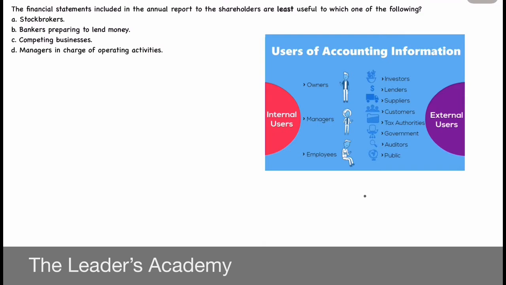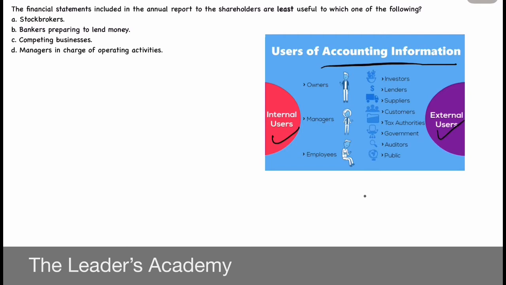Before trying to solve this question, let's do one thing. Let's understand a little bit about the people who are going to use our financial statements. The users of our financial statements, which is also called accounting information, are divided into two different users. One is internal users and the other one is external users. Internal users are owners, managers and employees.